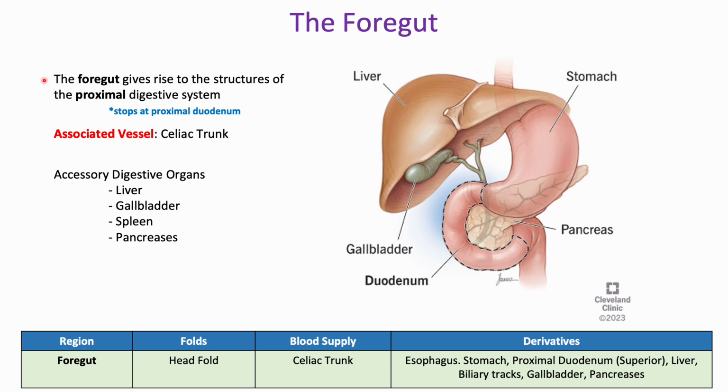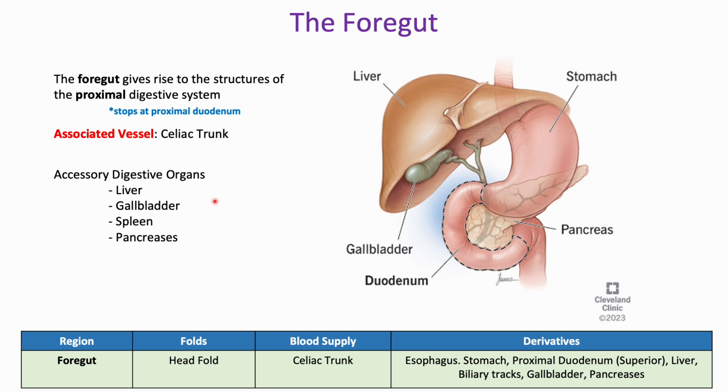So the foregut is giving rise to all of the digestive system that is proximal to the second part of the duodenum. So that's going to include the esophagus, the stomach, and then the first part of the duodenum. This is the component that's going to be deriving all of our accessory digestive organs. So this is going to be our gallbladder, our biliary tree, our liver, as well as our pancreas, and then not shown in this image, our spleen.